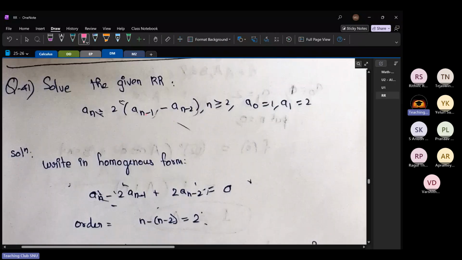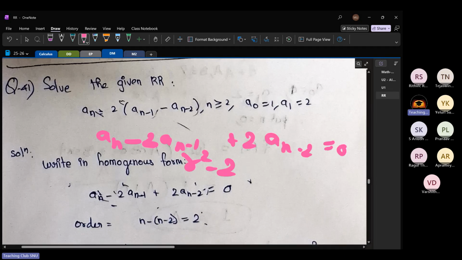What happens? Very simple. First, make it in the general form. The general form is putting everything on the left hand side and the right hand side has to be 0. Then only it will be homogeneous. So a n minus 2 a n minus 1 plus 2 a n minus 2 is equal to 0. Right? Now the order is 2. So r square minus 2r plus 2 is equal to 0.